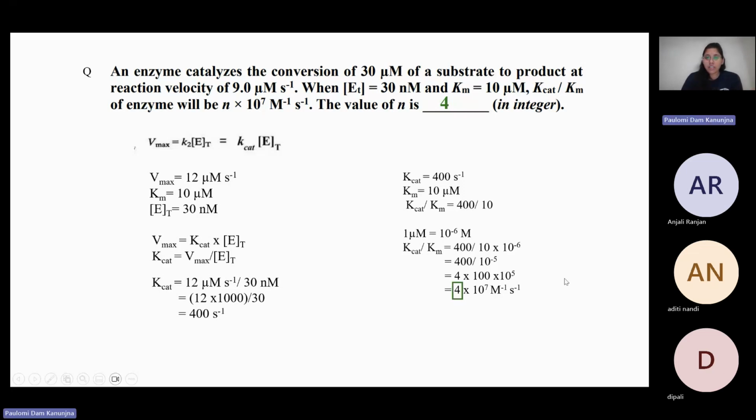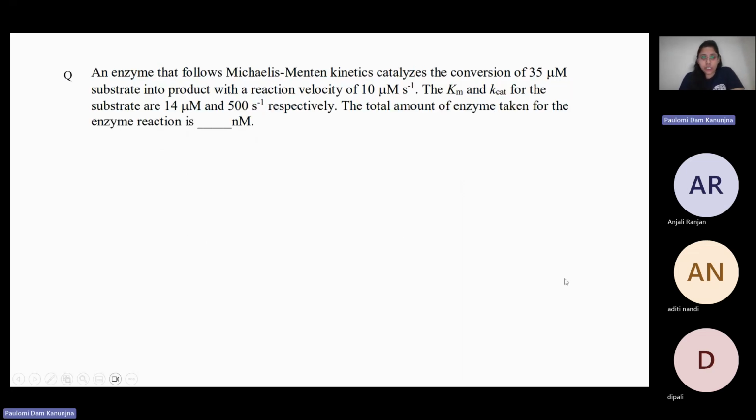Now this question again uses several instances. An enzyme that follows Michaelis-Menten kinetics catalyzes the conversion of 35 micromolar substrate into product with a reaction velocity of 10 micromole per second. So you have velocity and substrate concentration. The Km and Kcat are also given to you, 14 micromole and 500 per second. So the total amount of enzyme taken for the reaction is how many nanomole?